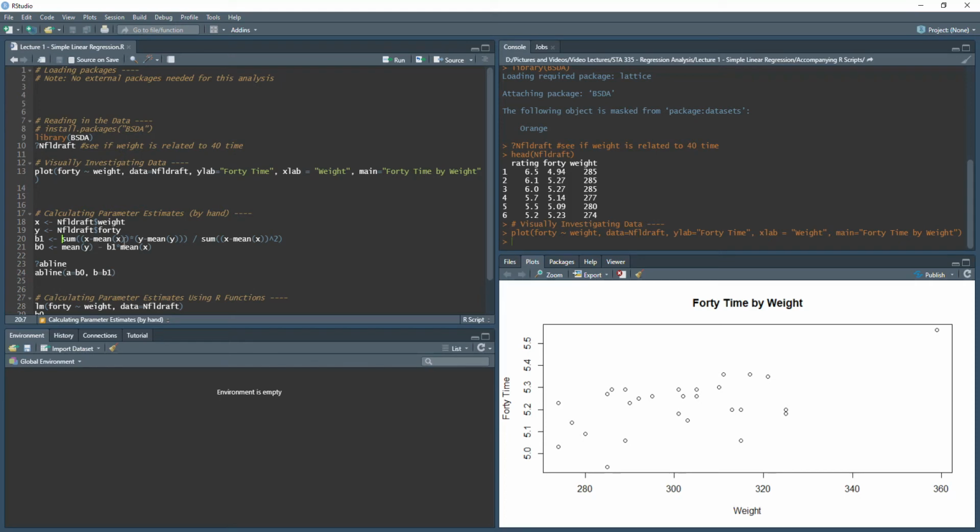I'm going to have x minus the mean of x quantity times y minus the mean of y quantity, and add all that up, and then divide by the sum of x minus the mean of x squared. And recall that this was the sum of squares of x, y divided by the sum of squares of x. Notice that I did x and y here. You don't have to. You could just use the weight column from the NFL draft dataset and the 40 column from the NFL draft dataset by itself.